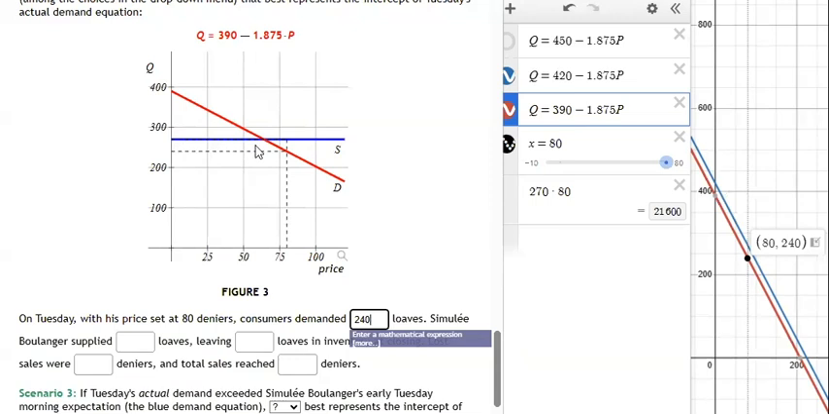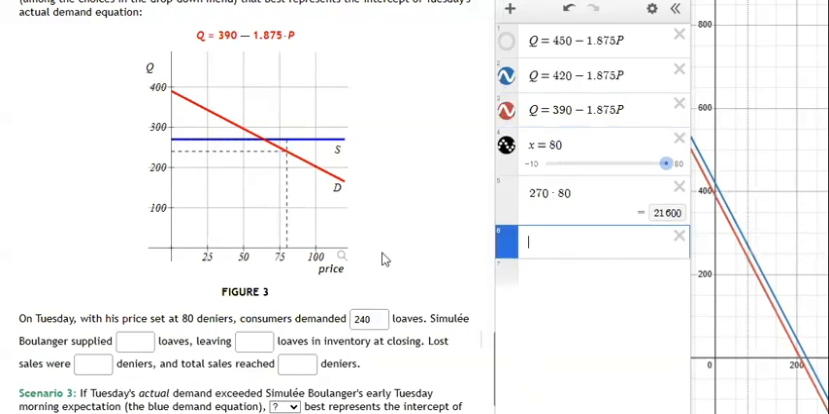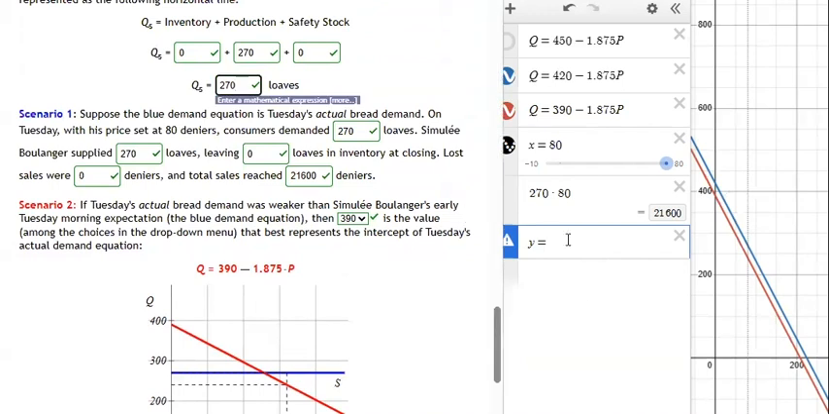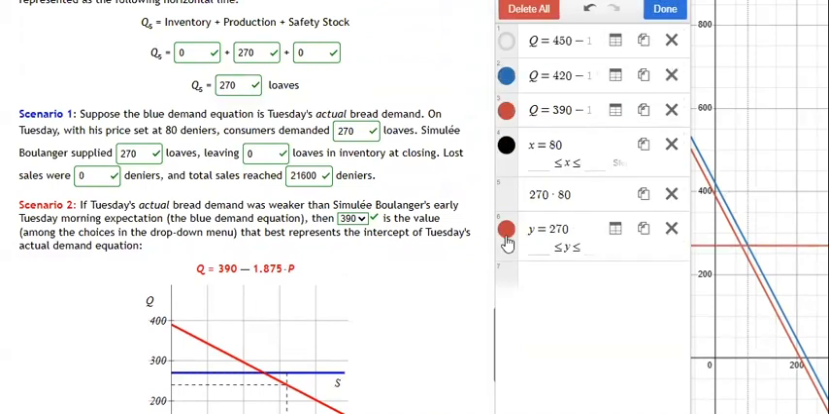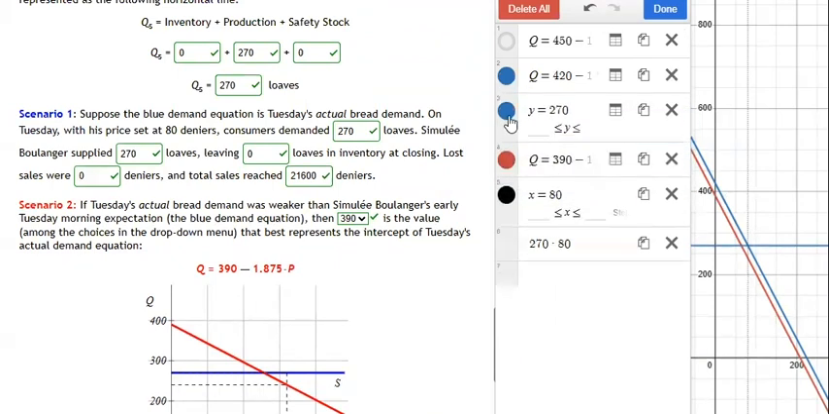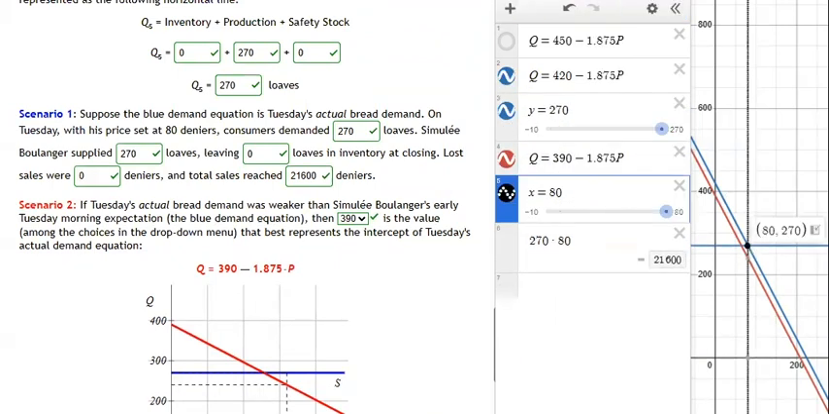He supplied this blue line. Maybe I should put that in there. And because quantity's on the y-axis, I'm going to type y equal to the quantity that he supplied, 270. And I'll change that to blue. So if demand ended up being equal to what he had expected when he made his decisions on how much to supply that given day, in this case 270, he would have sold each loaf of bread at 80 deniers. He would have produced 270 loaves of bread, and consumers would have demanded 270. He would have ended up with zero inventory.